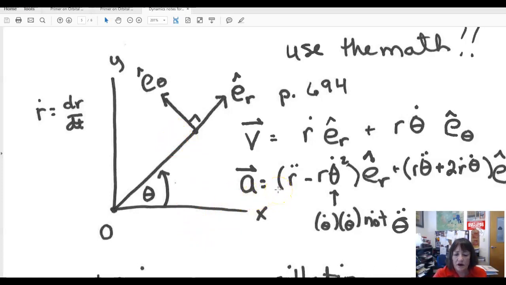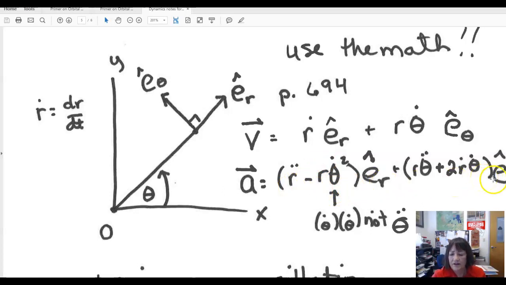Acceleration in the r direction: r double dot, the second derivative of r with respect to time, minus r times theta dot, the first derivative of theta with respect to time, that number squared. So you take theta dot, square it, and multiply it by r; that gets the second term here. The first term is the second derivative of r with respect to time.